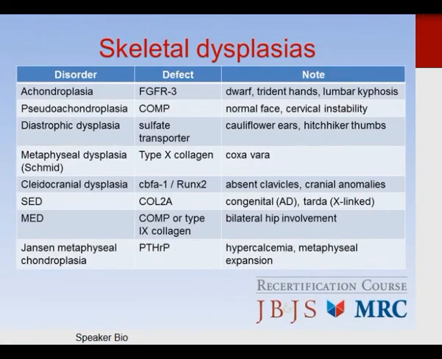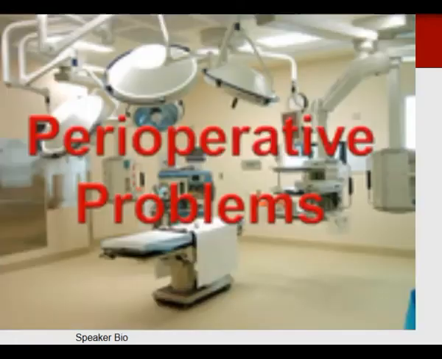This is a table of the skeletal dysplasias we discussed. I think it's important when you're trying to study for these tests that you make tables like this so that you can include the disorder, the defect, and then the clinical manifestation. These are very commonly tested, and if you can memorize some of these defects and some of the manifestations, you can get questions right because of that.